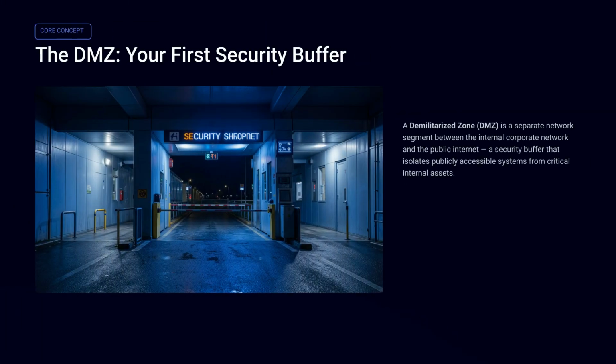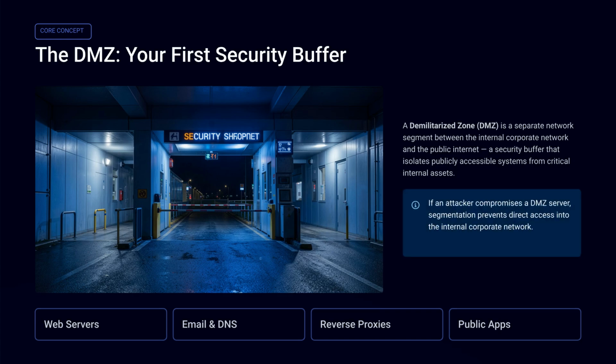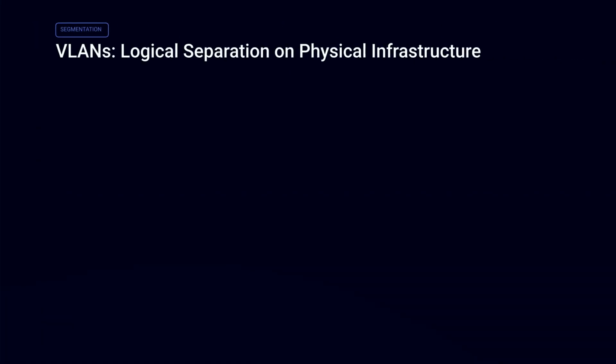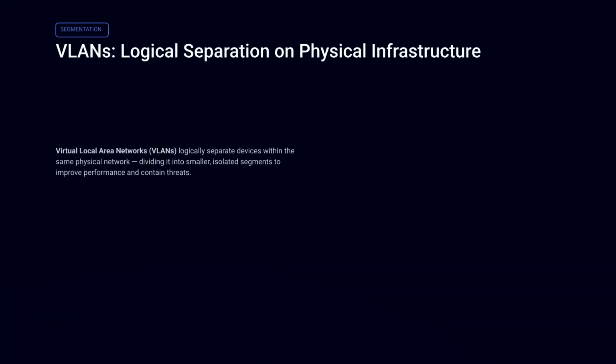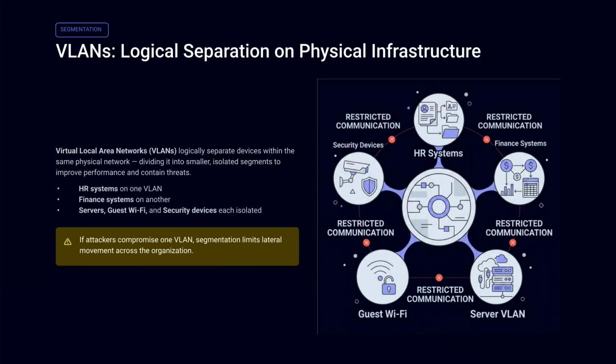It is a separate network segment isolating publicly accessible systems, such as web servers and email, from critical internal assets. If a DMZ server is compromised, segmentation prevents direct access to the internal network. Virtual local area networks, or VLANs, provide logical separation on physical infrastructure. They divide the network into isolated segments for improved performance and threat containment. This segmentation limits lateral movement if one VLAN is compromised.